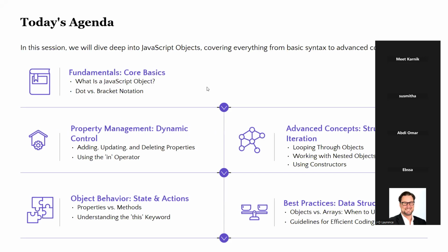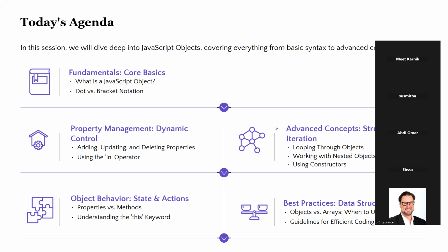So here is the agenda of today's session. We're just going to be going through the fundamentals. We'll start with some fundamentals, including what a JavaScript object is and the difference between dot and bracket notation. From there, we'll take a look at property management, like how to add, update, and delete properties of an object, and how to check whether the property exists using the in operator.